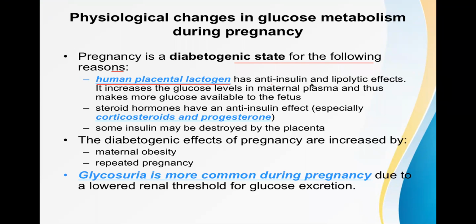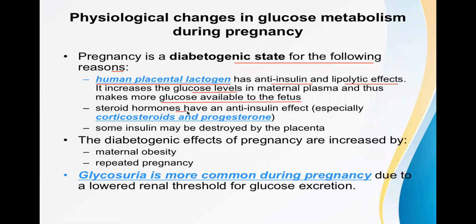It has got anti-insulin and lipolytic effect. Lipolytic means it breaks down lipid, or it breaks down fat. And by doing that, it is making free fatty acid available everywhere. It increases the glucose level in maternal plasma and thus makes more glucose available to the fetus. So that is a very important job of this HPL, because baby needs glucose all the time. But when human placental lactogen is excessive, then it may cause a diabetogenic state in the mother.